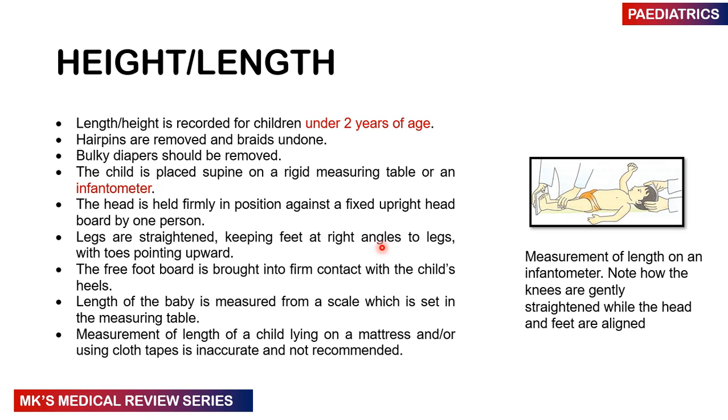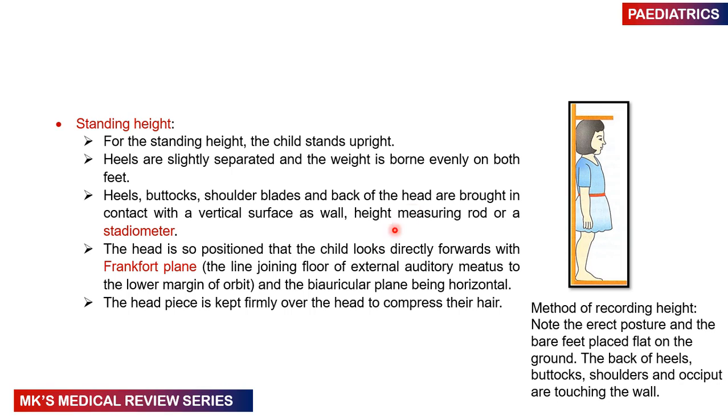You should use an infantometer. Then you may use a stadiometer, which is measuring the standing height. So here for the standing height, the child is going to be standing pretty much upright. Their heels are going to be slightly separated so that their weight is evenly balanced on both feet. The heels, the buttocks, the shoulder blades, and the back should be all brought into contact with the vertical surface of the wall. Then, of course, the height should be measured with a rod or a stadiometer.